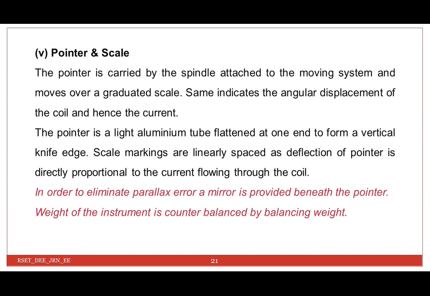Now the last and final part is the pointer and scale. The pointer is carried by the spindle attached to the moving system and moves over a graduated scale. It indicates the angular displacement of the coil and hence the current. The pointer is a light aluminum tube flattened at one end to form a vertical knife edge. Scale markings are linear, evenly spaced, as deflection of the pointer is directly proportional to the current flowing through the coil.